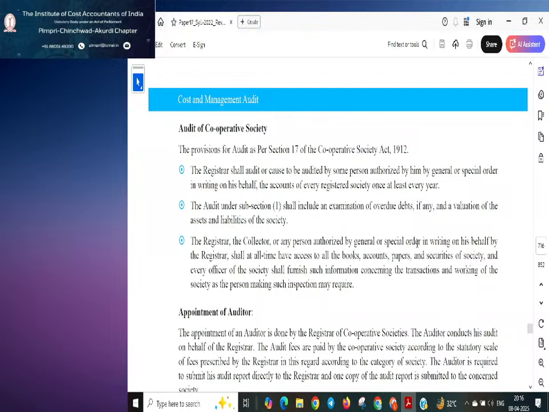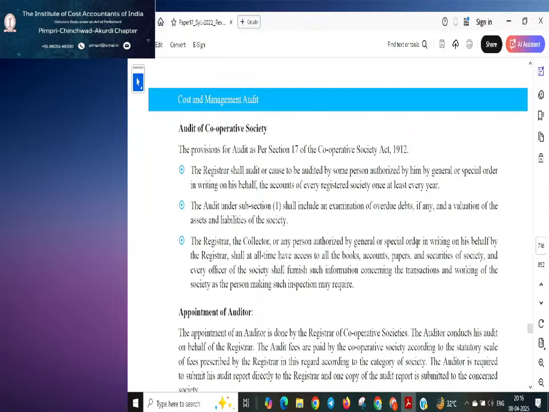The registrar, the collector, or any person authorized by general or special order in writing on his behalf by the registrar shall at all times have access to all the books, accounts, papers and securities of the society, and every officer of the society shall furnish all this information whenever asked for. Whenever there is an inquiry or inspection, they are supposed to furnish it. They cannot withhold anything. This is what audit of a cooperative society is, as stated under the Act.